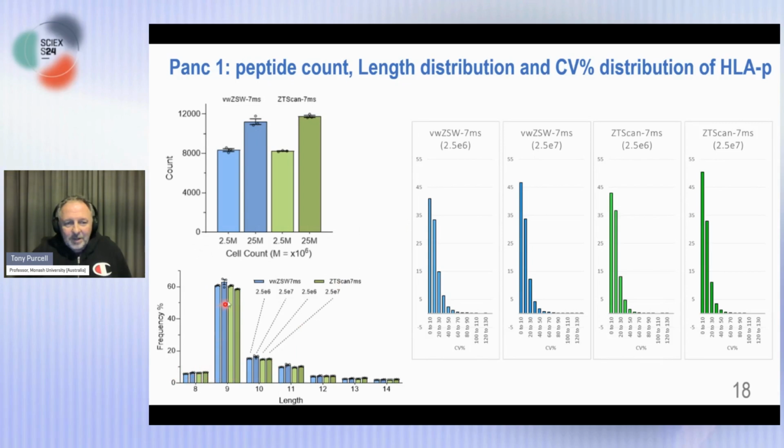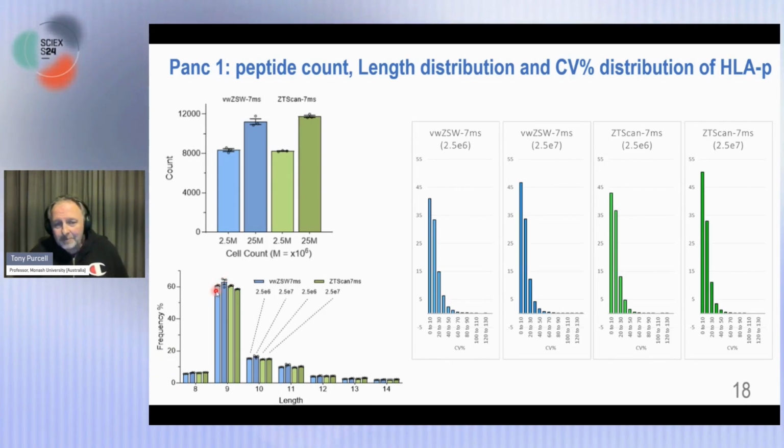We see the anticipated length distribution irrespective of the method we use. And for the HLA molecules expressed by this particular tumor cell, we anticipate seeing predominantly 9-mers, which is what we see.